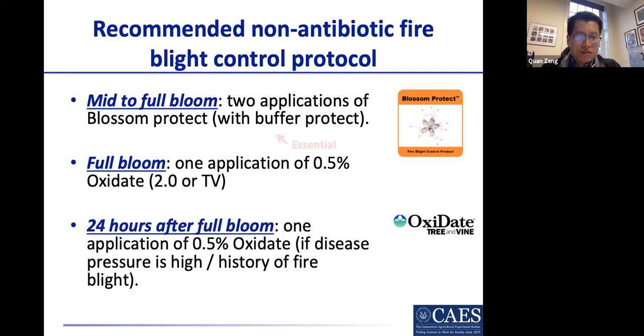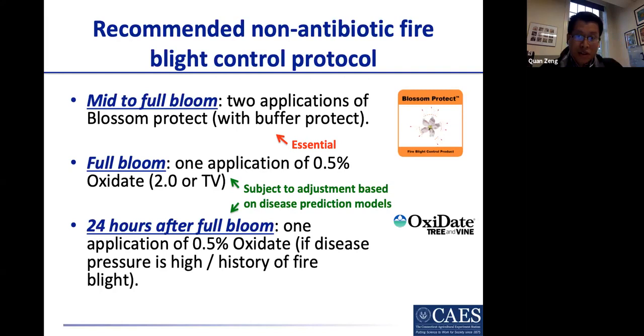So we think Blossom Protect is essential for this management protocol, whereas the oxalate applications can be adjusted based on the disease prediction models, depending on whether you have a light year of disease or a heavy year of disease. As we showed, in light years, just Blossom Protect should be sufficient, but in a heavier year, you might need some further assistance from oxalate.